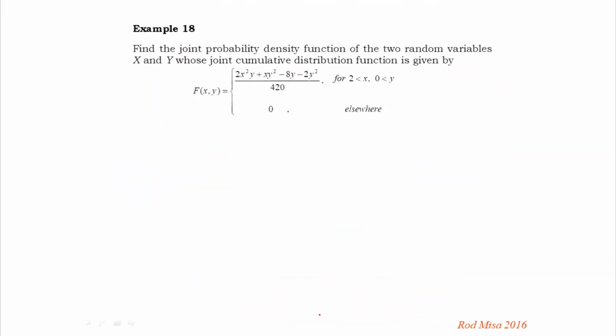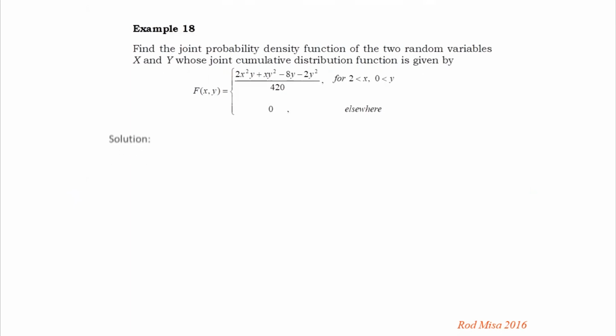Now, let's proceed to our last example here. Find the joint probability density function of the two random variables x and y, whose joint cumulative distribution function is given by this expression: 2x squared y plus xy squared minus 8y minus 2y squared all over 420 for all x greater than 2 and y greater than 0.